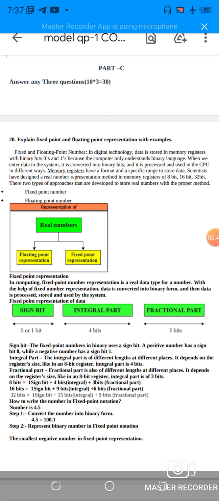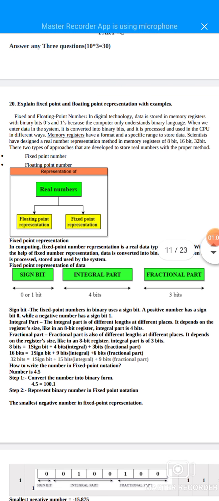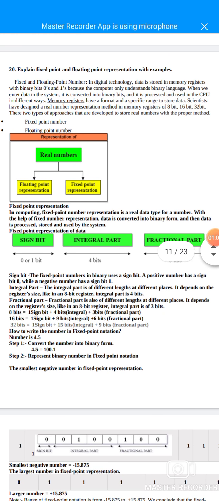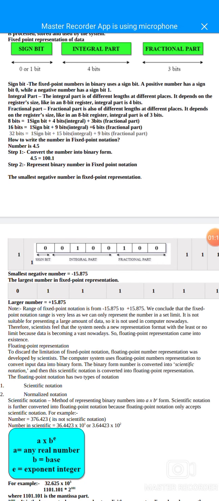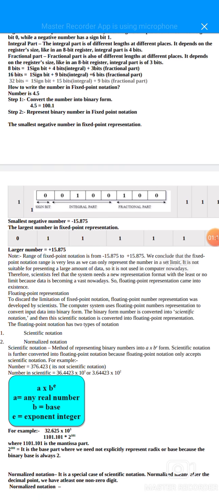Fixed point representation is a computing data type for real numbers. With the help of fixed point representation, data is converted into binary form, then processed, stored and used by the system. Sign bit, integral part, and fractional part: the three parts are separated in this type, and then the number is converted into binary form, and the binary number is represented in fixed notation. Then the smallest negative number in fixed point representation is denoted by a binary code number. The smallest negative number and the largest number in fixed point representation are displayed on the screen.